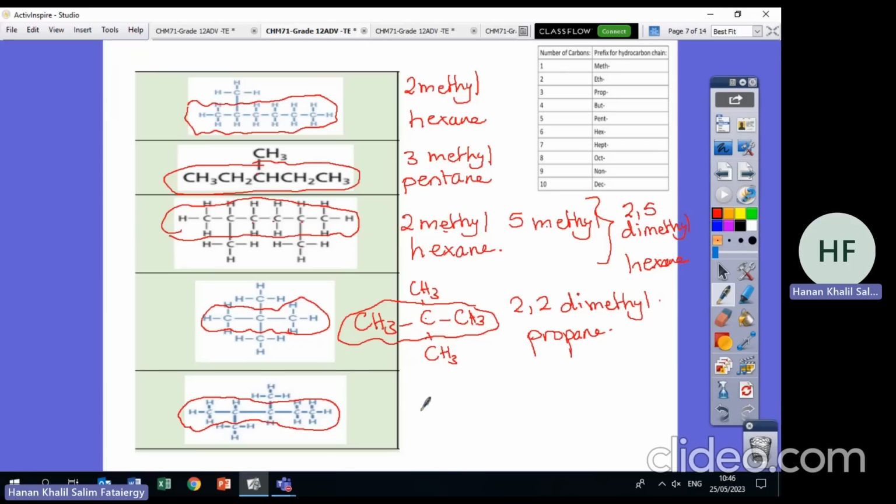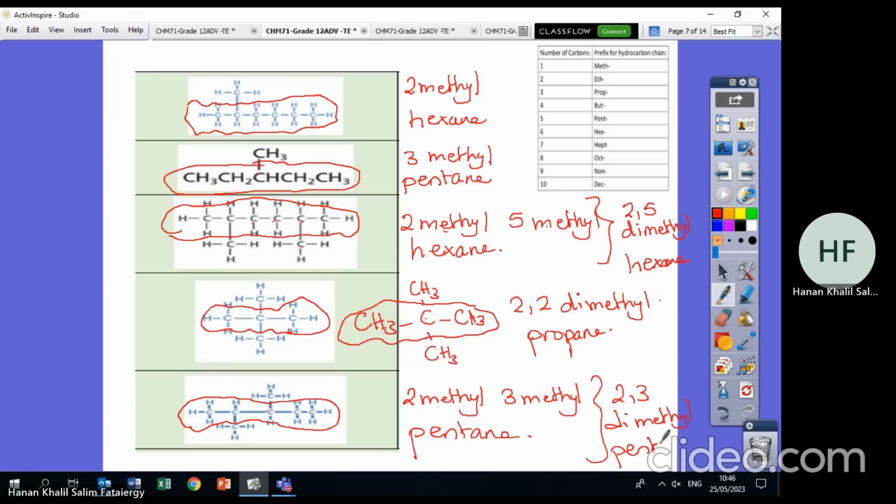Okay, and this one also, this is the parent chain. This is 5 carbons. Okay, so this is pentane. And here I have at 2 methyl, and at 3 I have also methyl. I can combine these two to say 2,3-dimethyl pentane. Okay, so this is the branched alkane.